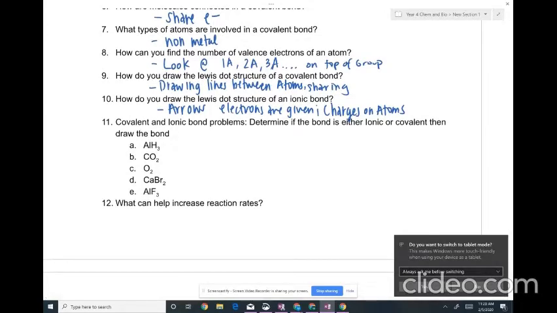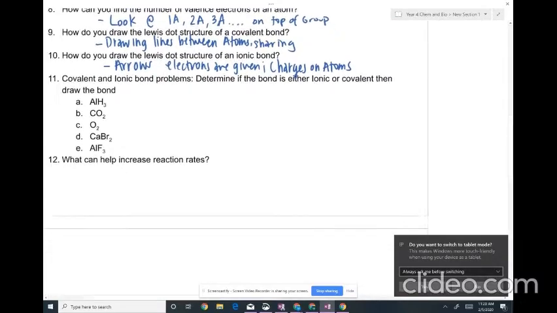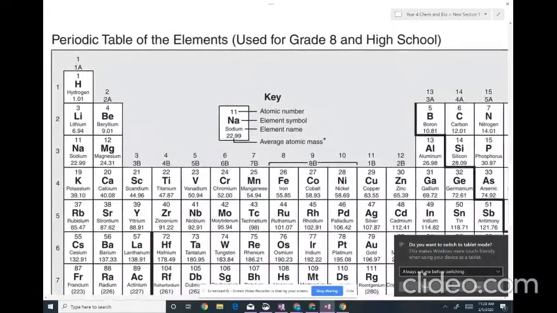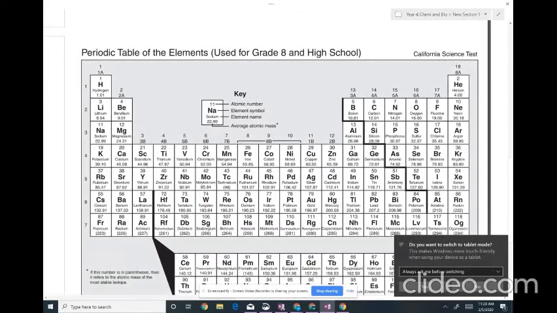We're going to look at this one, and we're first going to go through it and see if we can go covalent or ionic, and then we'll go through the next one. The first one's a little tricky. We have hydrogen and aluminum. We have hydrogen here and aluminum right down here.